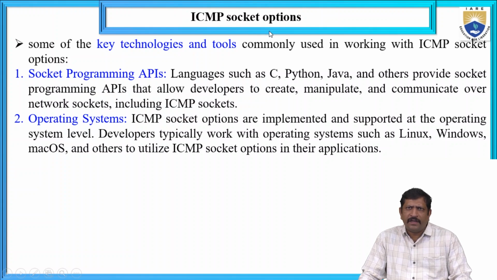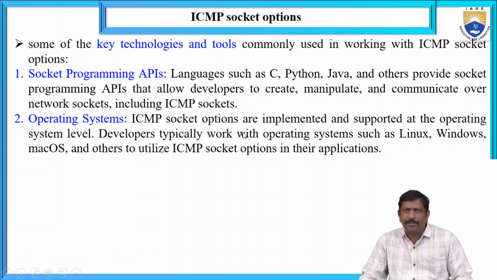Here are the technologies generally used in the ICMP protocol socket options. The commonly used technologies and tools in ICMP socket options: first is the socket programming API, the application programming interface. Languages such as C, Python, Java and others provide sockets as a programming API that allows developers to create, manipulate and communicate over network sockets, including ICMP sockets.